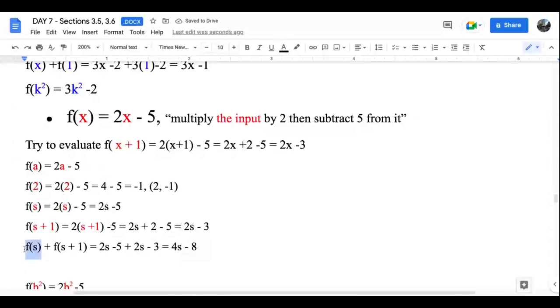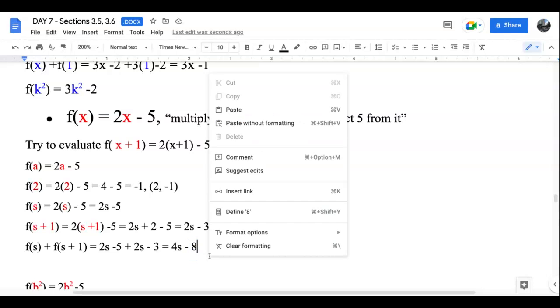We could do f of s plus f of s plus 1, where f of s is 2s minus 5 and f of s plus 1 is 2s minus 3. So we could add those two. 2s add 2s is 4s. Negative 5 minus 3, that's negative 8.